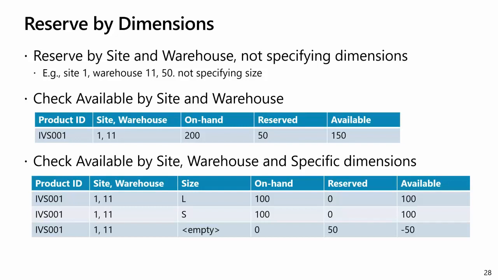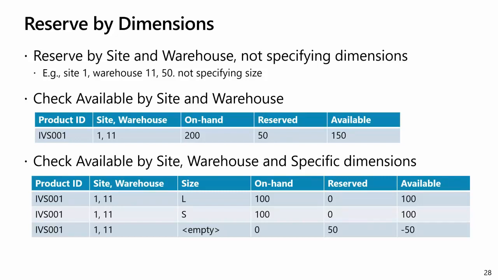For example, for an item IVS 001, with dimensions site, warehouse, and size, the user actually has two options. They can reserve either by site and warehouse and leave the size dimension empty, or with site and warehouse while specifying the size dimension at the same time. Specifying the size dimension is straightforward.